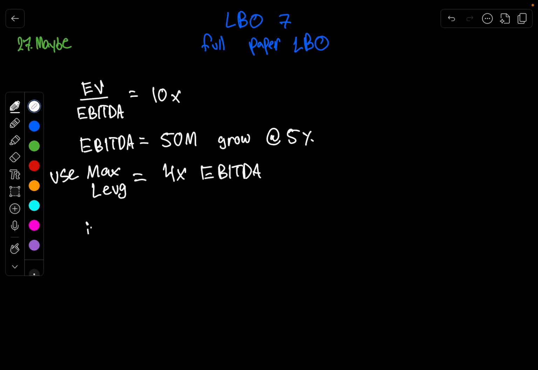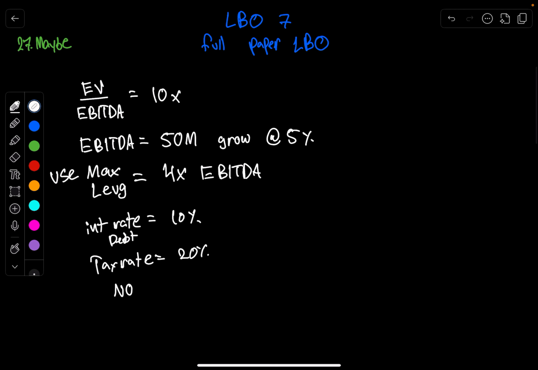And we know that the interest rate on debt, so the debt interest rate, is equivalent to 10%, right? We're also told that the tax rate is equivalent to 20%, and then there is no depreciation and amortization, right? So this is equal to 0, right?